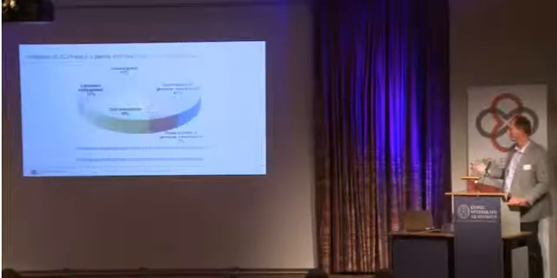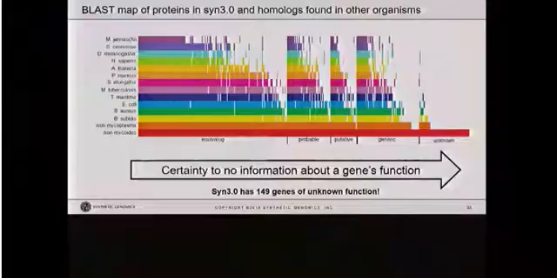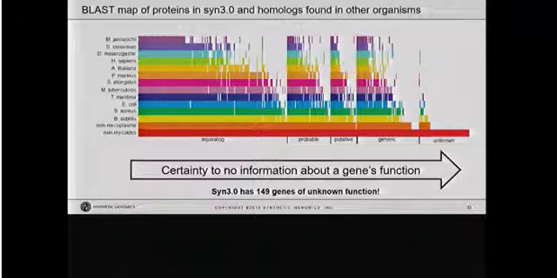to any functional category. If you look here, this is a BLAST map of all the proteins in our minimal cell and homologs found in other organisms. We group these on the left, where we're absolutely certain what the function of the gene is, all the way to the right, where we absolutely have no clue what it is. Even though we don't have any clue what the function of that gene is, we know that it's essential for life. You delete it and you can't get viable cells.